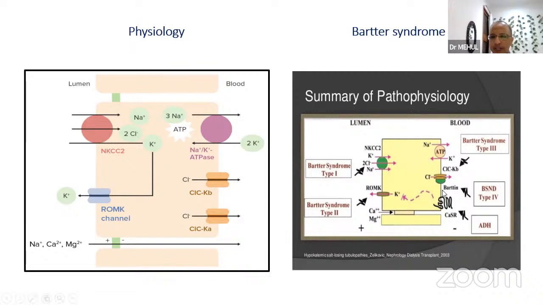Type 4 is because of a defect in the Barttin gene, which is a subunit of both chloride channel A as well as chloride channel B, and hence it results in much more profound sodium chloride wasting. Type 5 is because of an activating mutation in the calcium sensing receptor present on the basolateral membrane of the thick ascending limb of the loop of Henle. And type 6, which I have not depicted over here, is because of the MAGED2, the melanoma associated antigen D2 gene defect, seen mainly in fetal life, and it's usually a transient phenotype of Bartter's, and they usually get better by 6 to 8 months. So this particular patient of ours had a defect in the chloride channel KB, resulting in Bartter syndrome type 3.